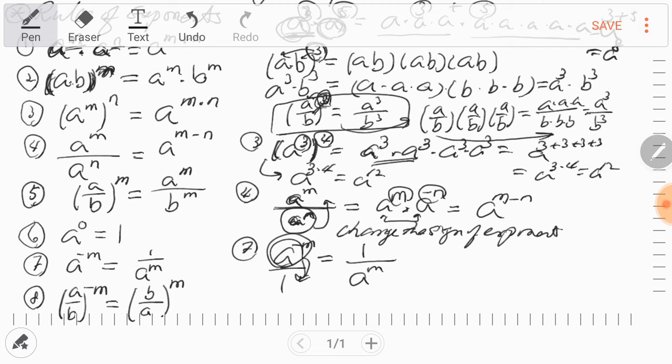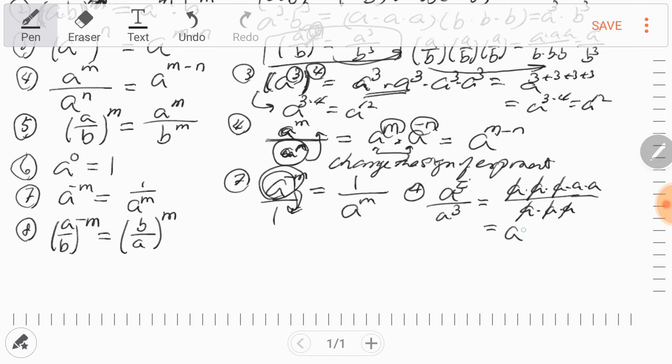Okay, for number 4, we can do an example like this. Let's say a to the 5th power divided by a cubed. Then the numerator is a product of a's. There are 5 a's, and in the denominator there are 3 a's. When we simplify this fraction, we can cancel out each factor if that factor is in both the numerator and the denominator. So we can cancel out 1 a, another a, another a. So this is equal to a squared.